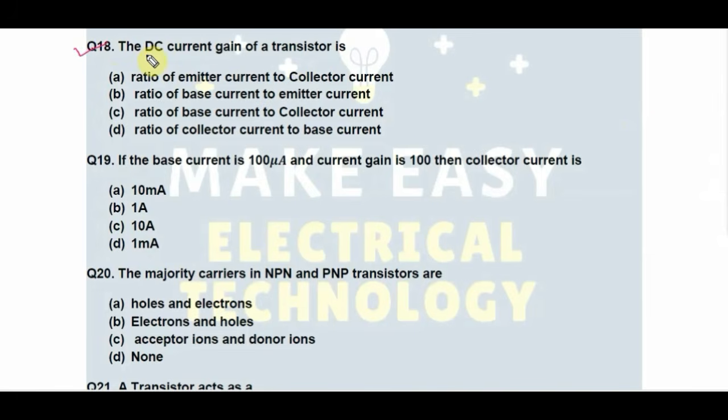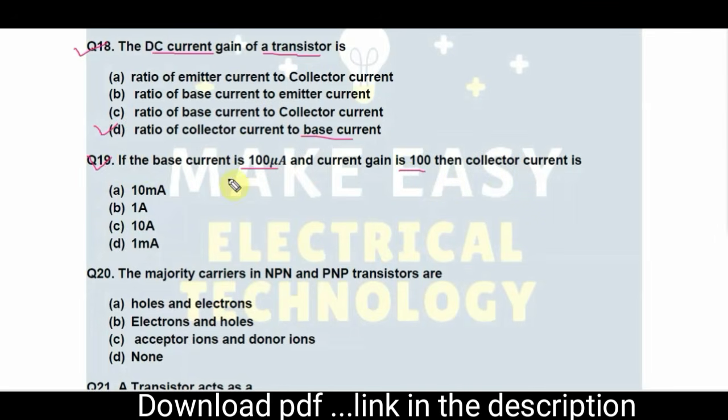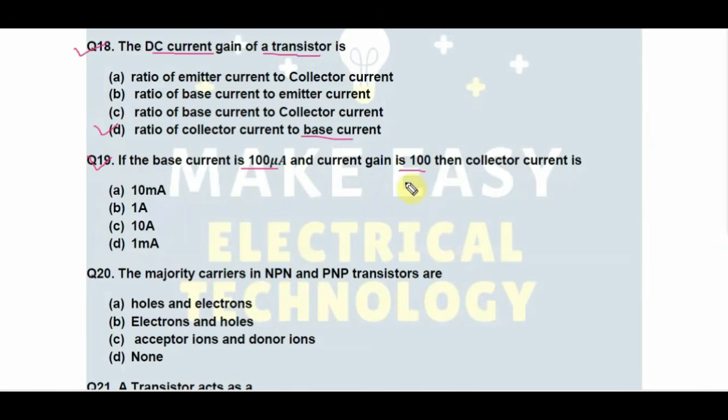Next question, the DC current gain of a transistor is defined by the ratio of collector current to base current, IC by IB. Next question, if the base current is 100 microampere and current gain is 100, then collector current is. Here, the base current IB is given as 100 microampere and current gain beta is 100. So, we have to find the collector current.